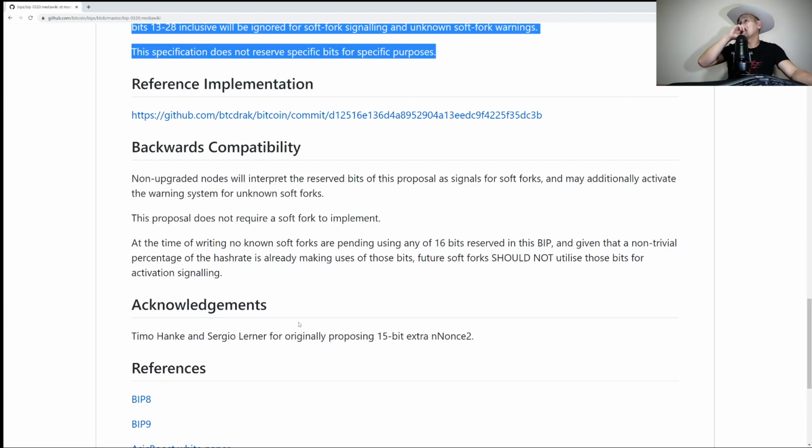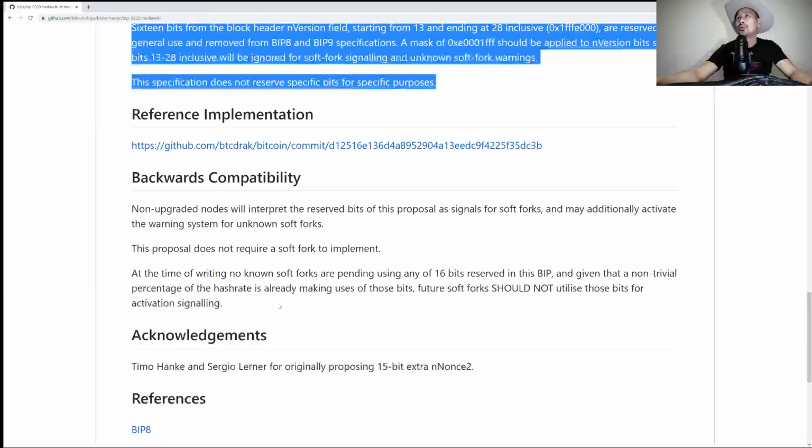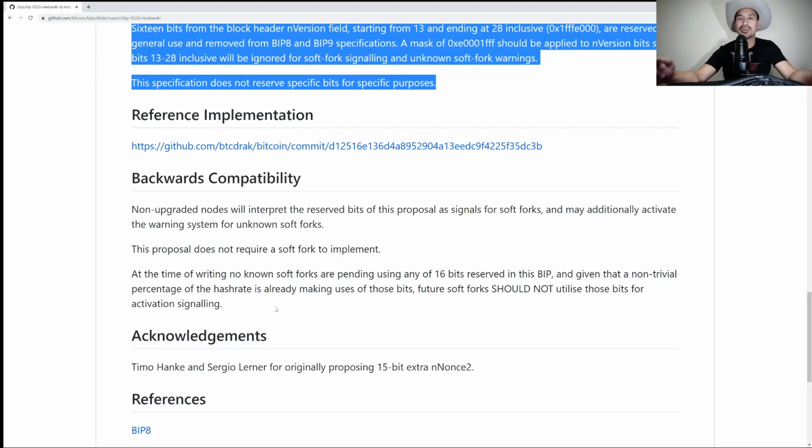Backwards compatibility. Non-upgraded nodes will interpret the reserved bits of this proposal as signals for soft forks and may additionally activate the warning system for unknown soft forks. This proposal does not require a soft fork to implement. At the time of writing, no known soft forks are pending using any of the 16 bits reserved in this BIP, and given that a non-trivial percentage of the hash rate is already making use of those bits, future soft forks should not utilize those bits for activation signaling. Yeah, so basically that's about it. What it does is reserve 16 bits so that miners can use them for more efficient proof of work finding via version rolling ASICBoost.